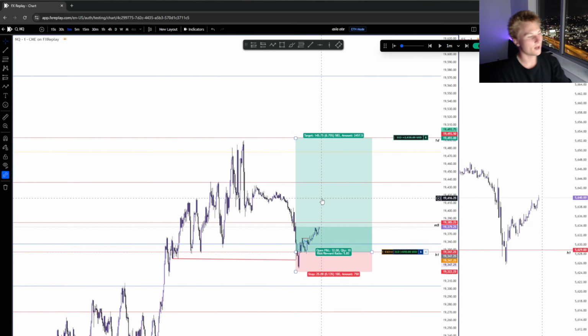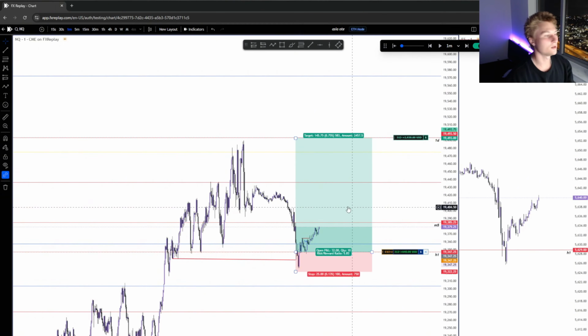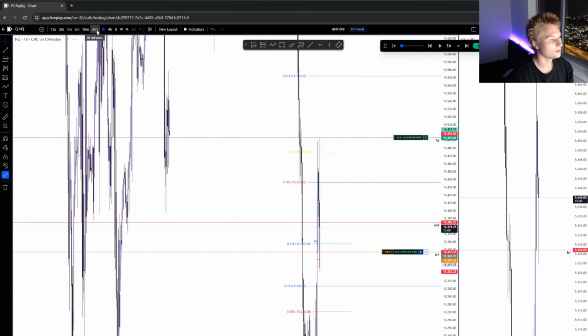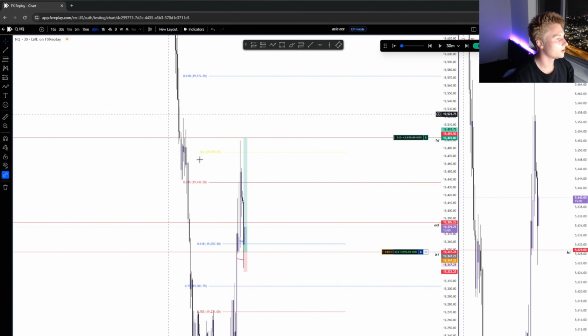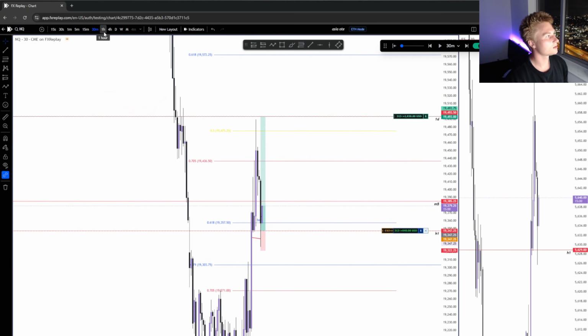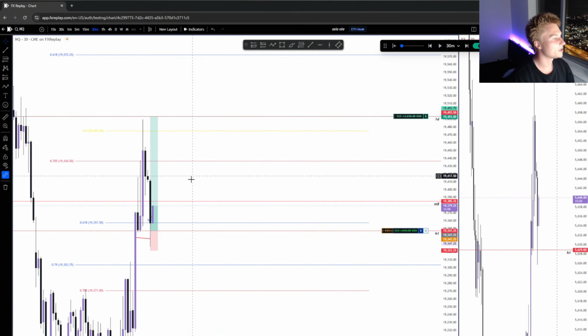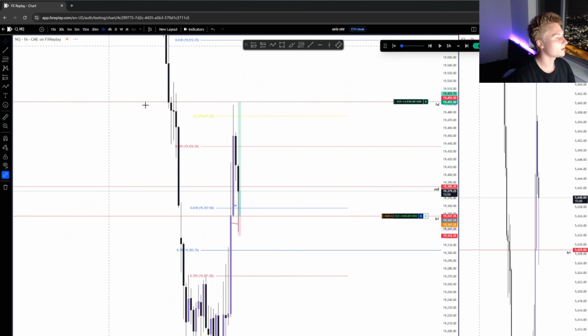Also a 5.8 RR if it hits. So honestly a good RR here if it can deliver. Also right now looking at the 30-minute time frame, looks like we're just distributing, as well as on the hourly.